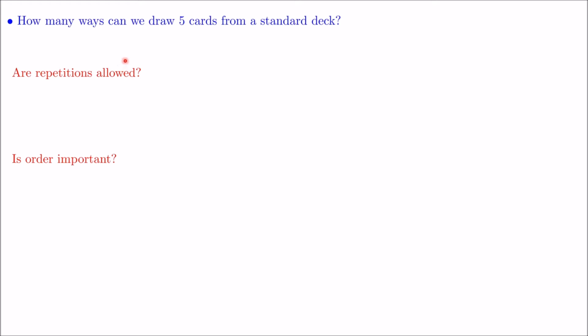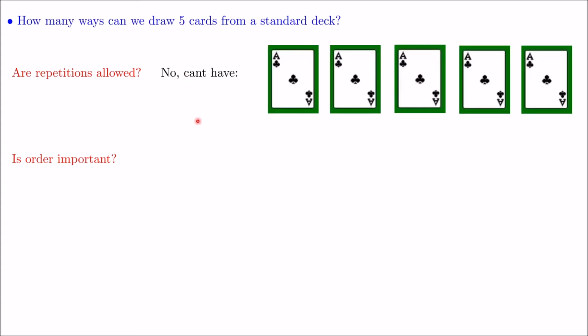Okay, next one. We're going to look at drawing 5 cards from a standard deck. Is it possible to see repetitions? No, because each individual card in a standard deck is completely unique. So you cannot have, like, 5 aces that are clubs, right? That's not possible. So no, there are no repetitions in this scenario.